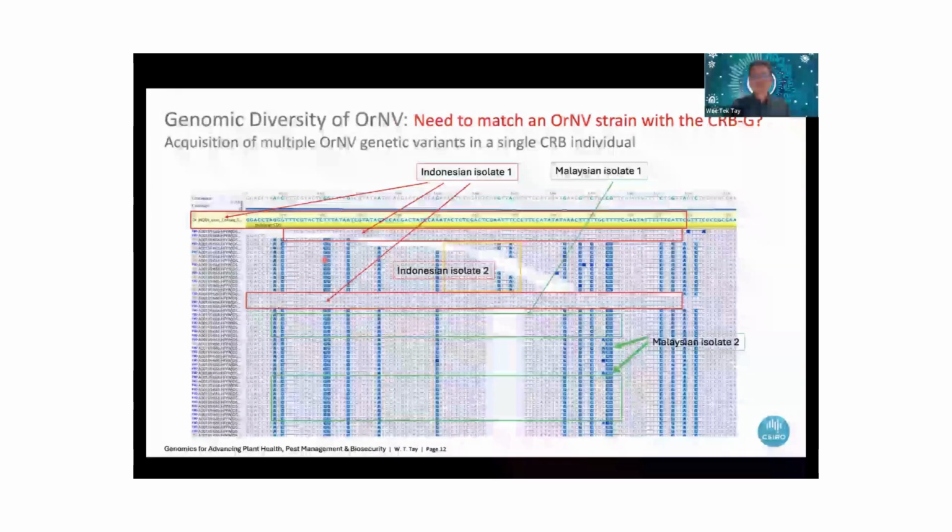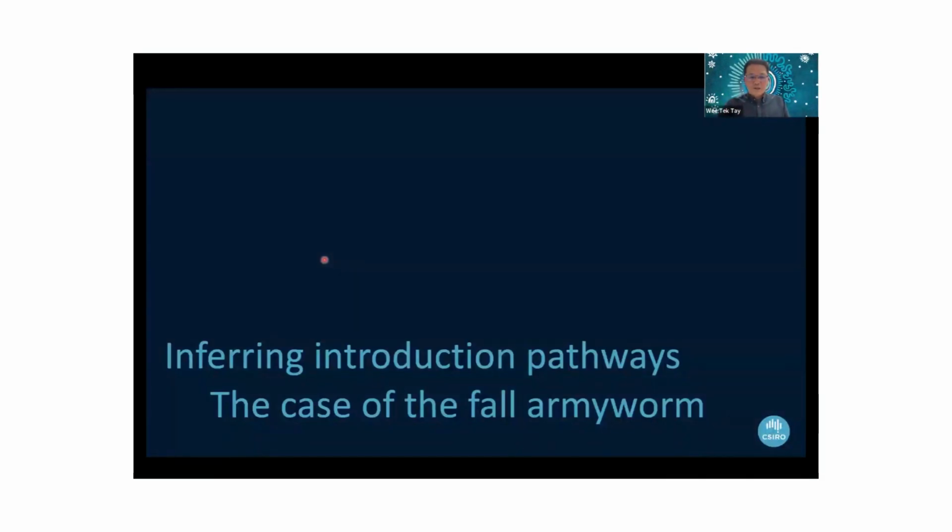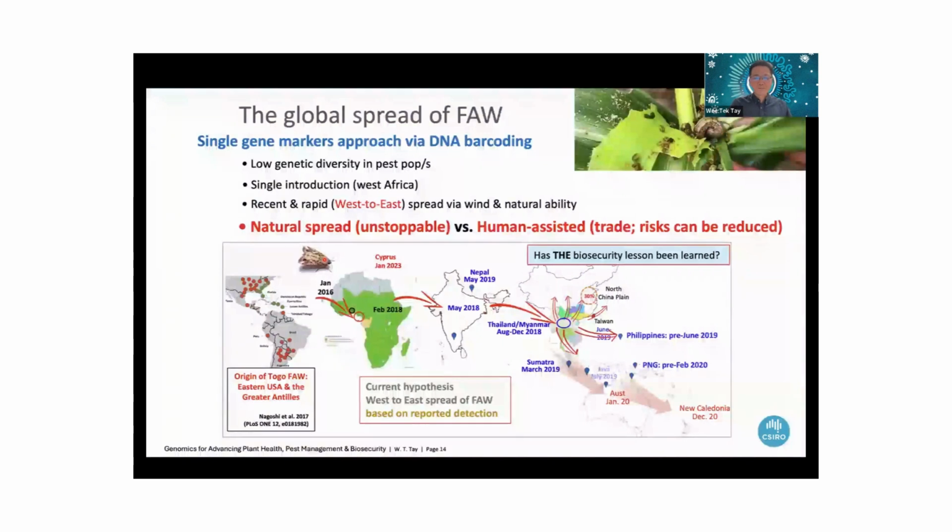So this is something for us to think about, and potentially we should be evaluating the current management strategies. So now I'm going to talk about fall armyworms, and again, I've shown this before, but I'm just going to quickly take you through how we use the genome to try to identify an alternative pathway for the fall armyworms.